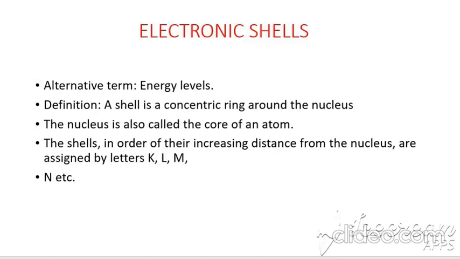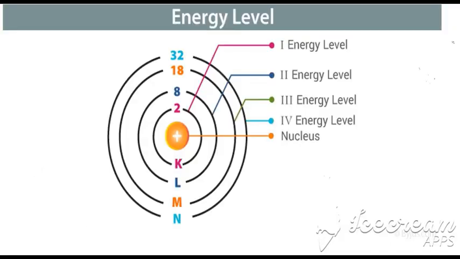As I said about atoms, at the center of any atom there is a nucleus, and around the nucleus there are shells. These shells are represented by the letters you are seeing here. For example, the first shell, which is closer to the nucleus, is represented by K, and then the second shell from the nucleus is represented by L. The third one is represented by M. The fourth shell is represented by N.